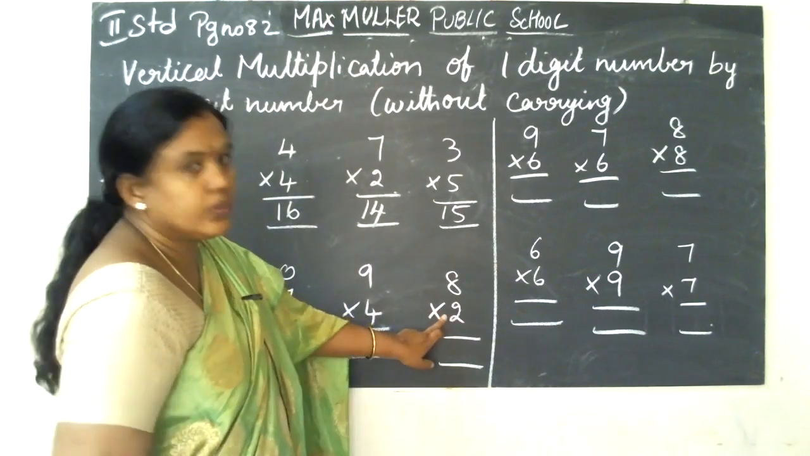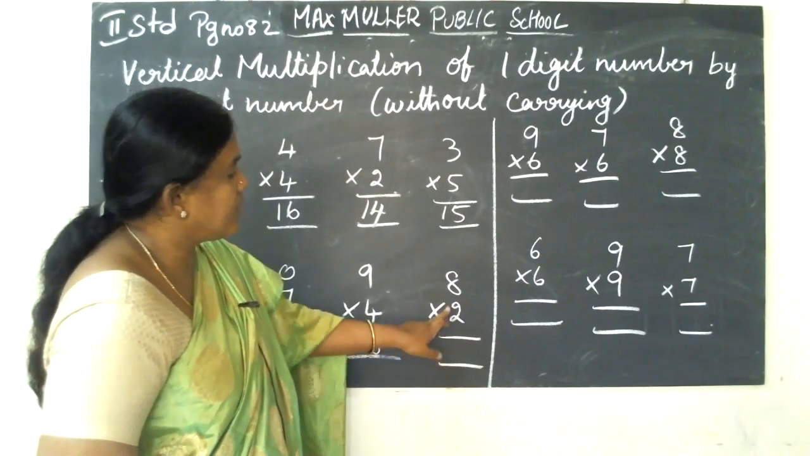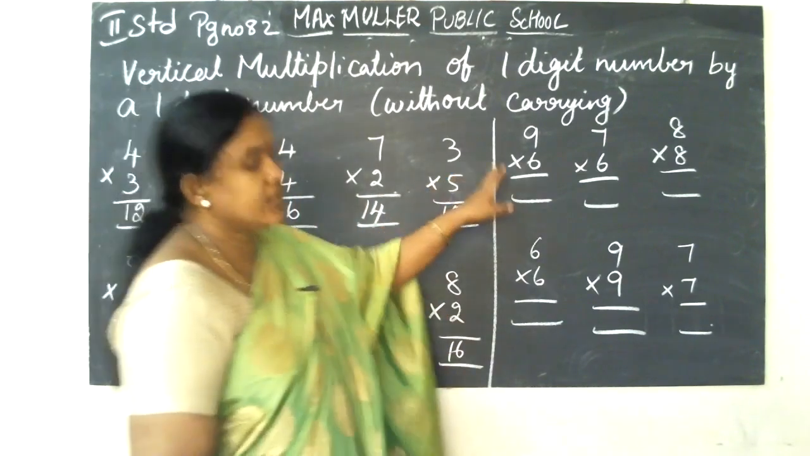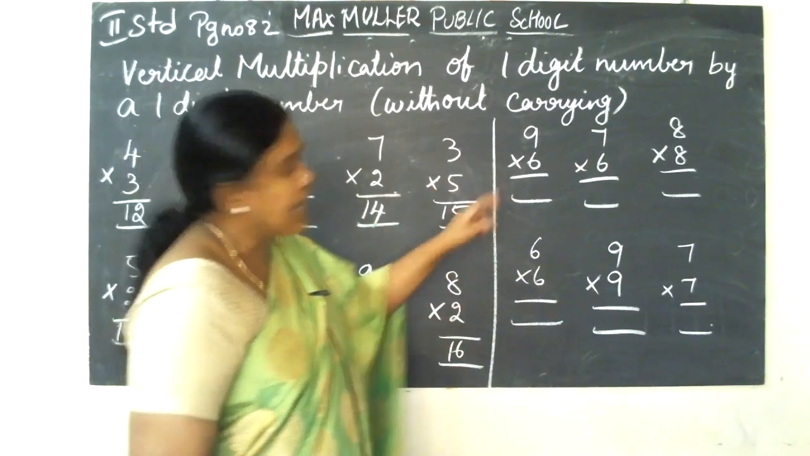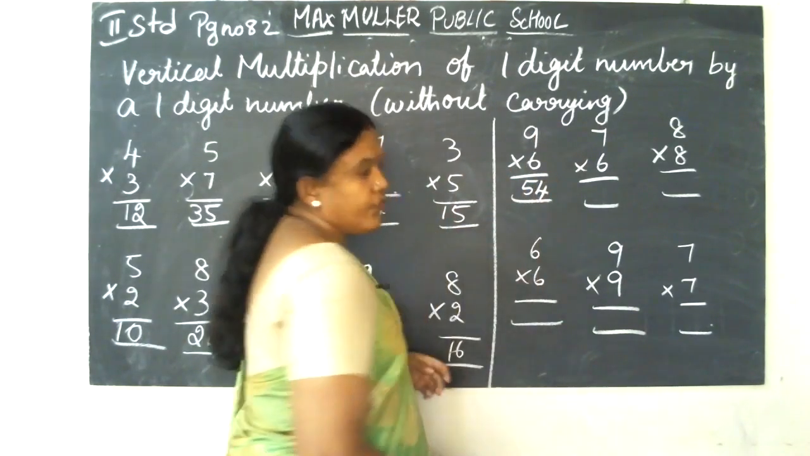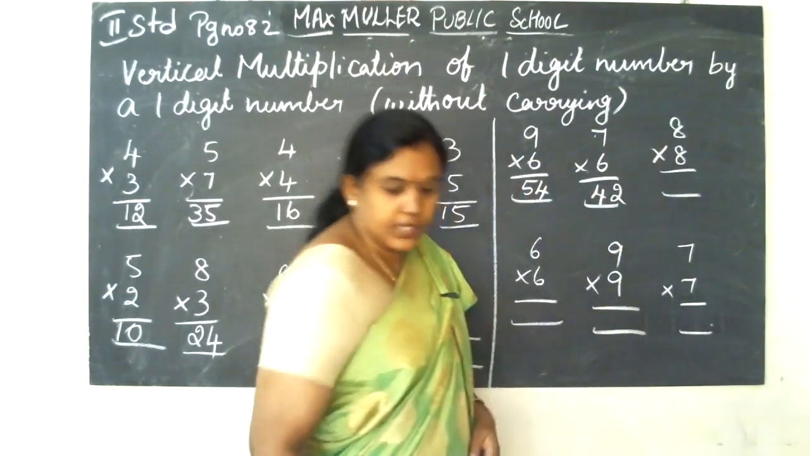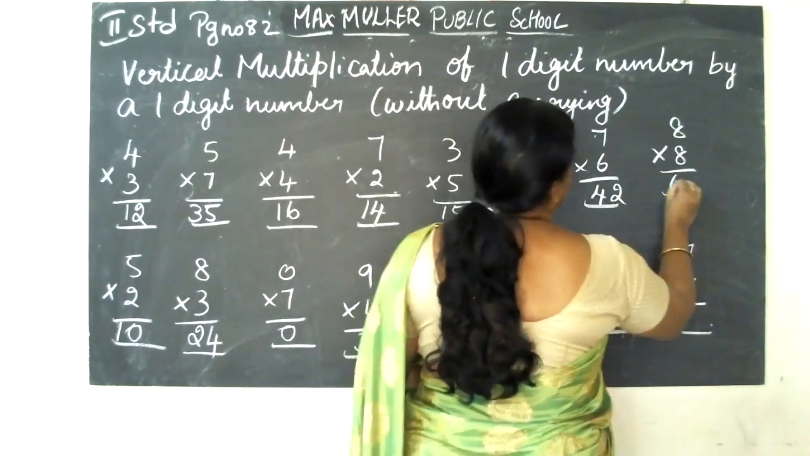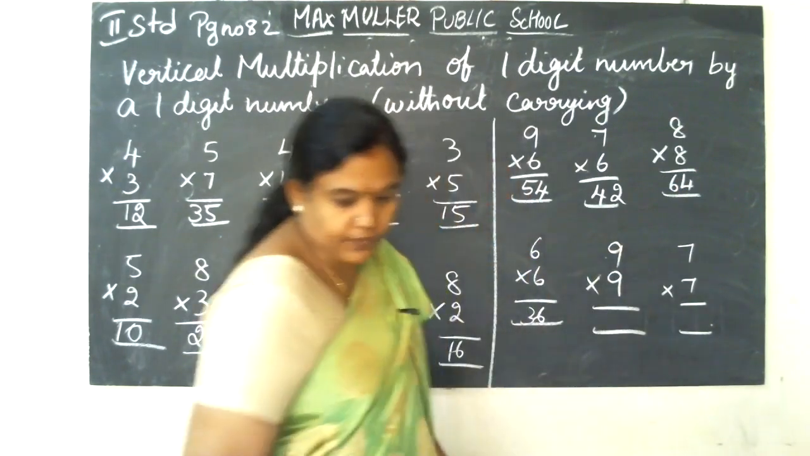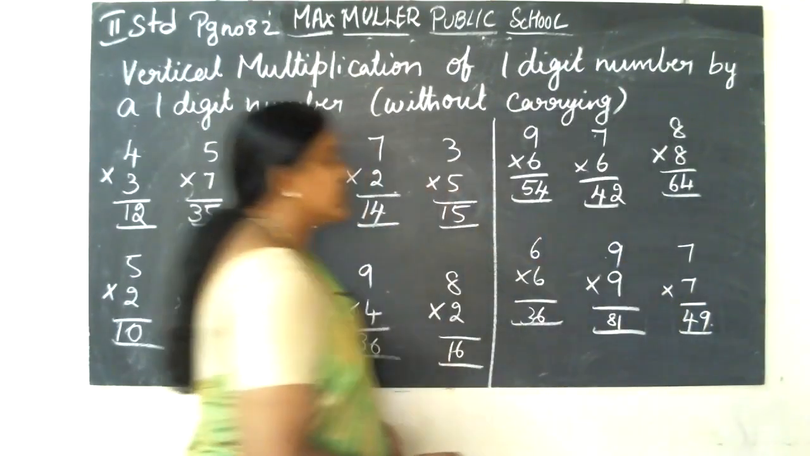Now 2 ones are 2, 2 twos are 4, 2 threes are 6, 2 fours are 8, 2 fives are 10, 2 sixes are 12, 2 sevens are 14, 2 eights are 16. Like that only you want to say the tables and write neatly. 9 sixes are, 6 nines are, same ones. 6 nines are 54, 6 sevens are 42, 8 eights are, how much 8 eights are? 64. 6 sixes are 36, 9 nines are 81, 7 sevens are 49. Understood, children?